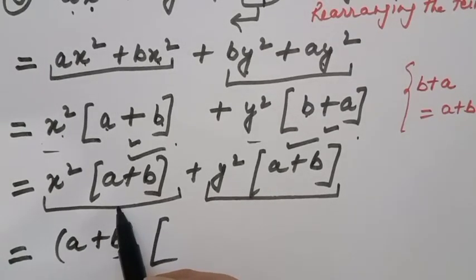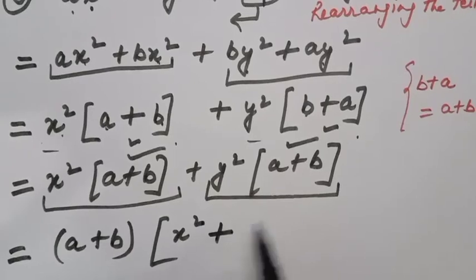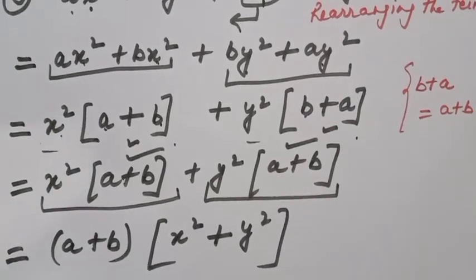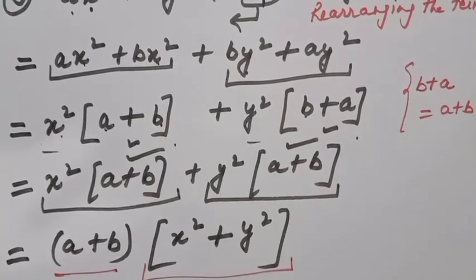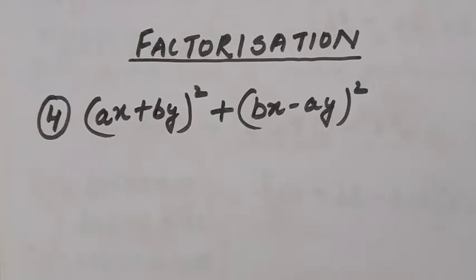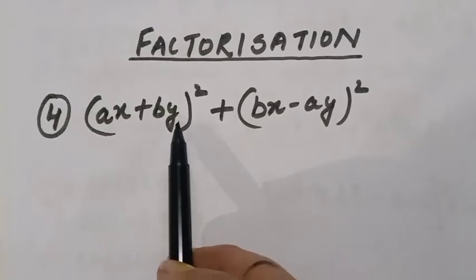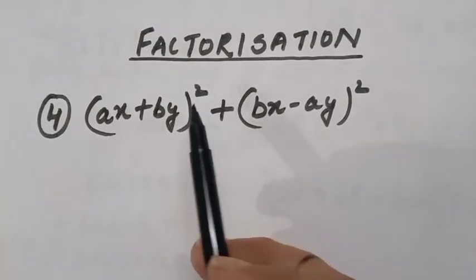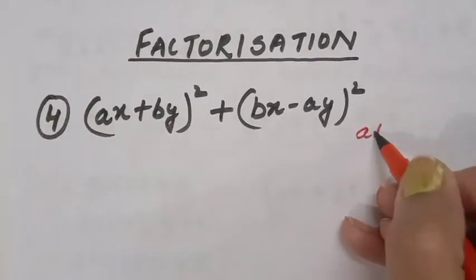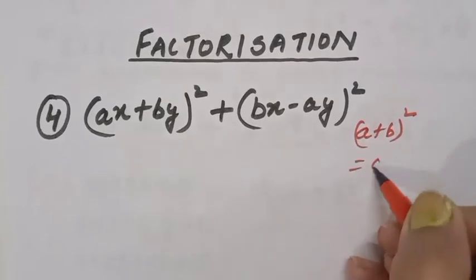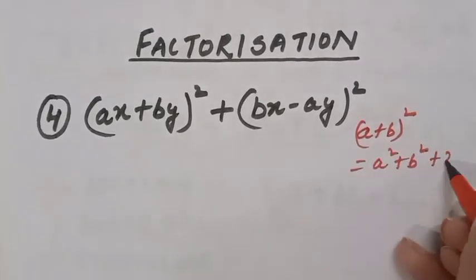Now from the first term, x square is left. From the second term, y square is left. So this is the end of our answer, because we have 2 groups. We have 2 factors. First factor is A plus B. Second factor is x square plus y square. So here we can clearly see these 2 terms are given as a whole square, and for whole square we have the identity that is A plus B whole square, which is A square plus B square plus 2AB.